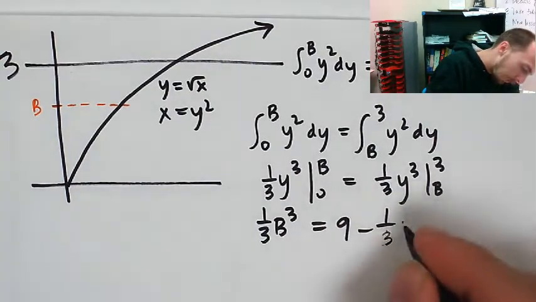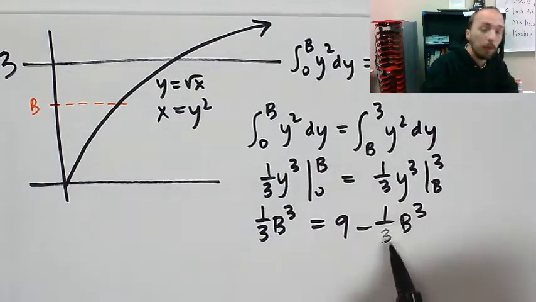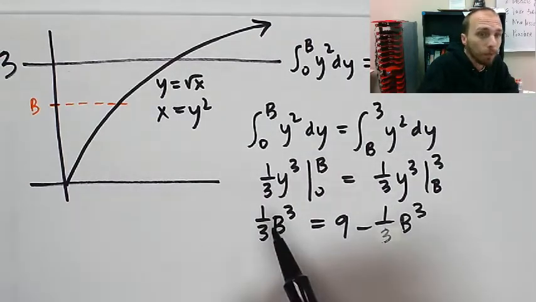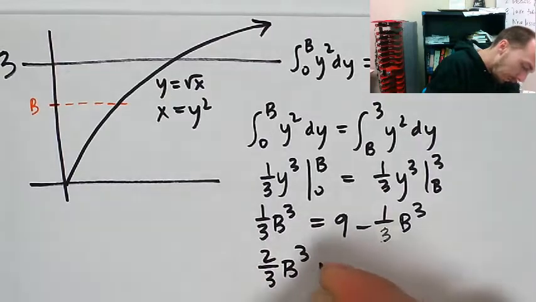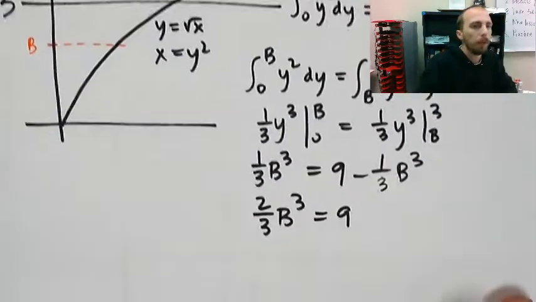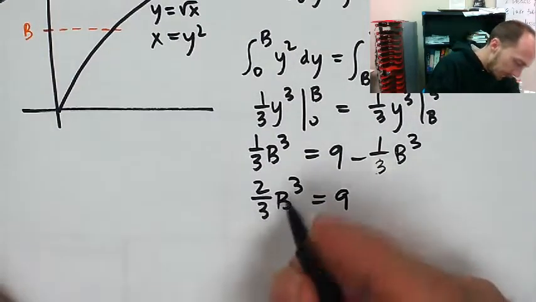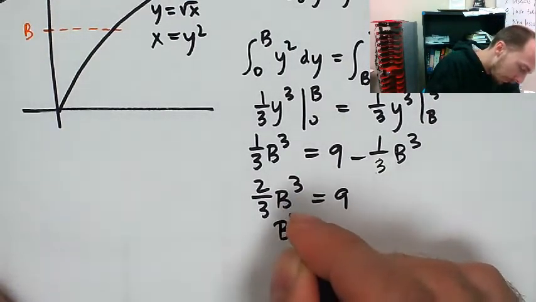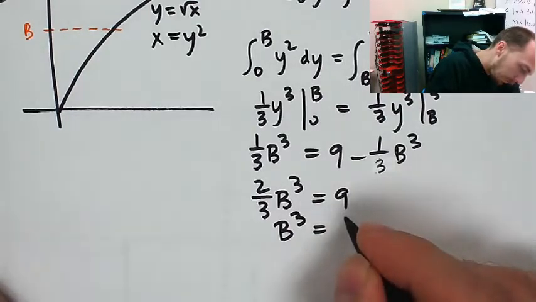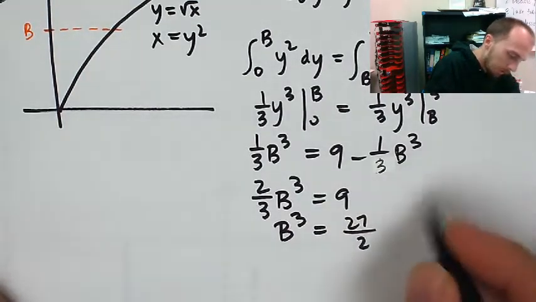Minus 1/3 of b to the third. So, I'm going to add this over here. And I'm going to get 2/3 b to the third equals 9. Multiply both sides by 3, and I get 2b to the third equals 27. Divide by that 2, and we'll get b to the third is 27 divided by 2.